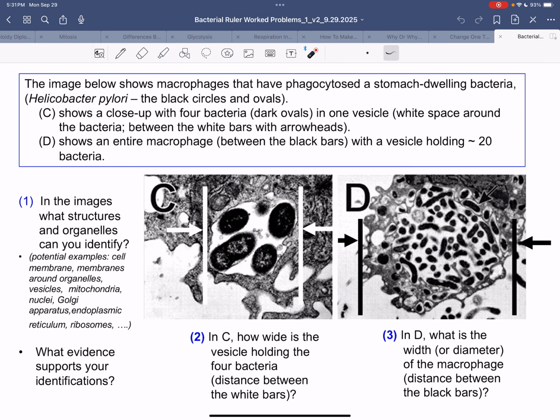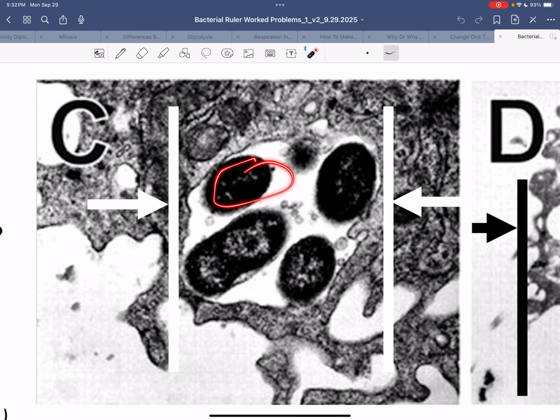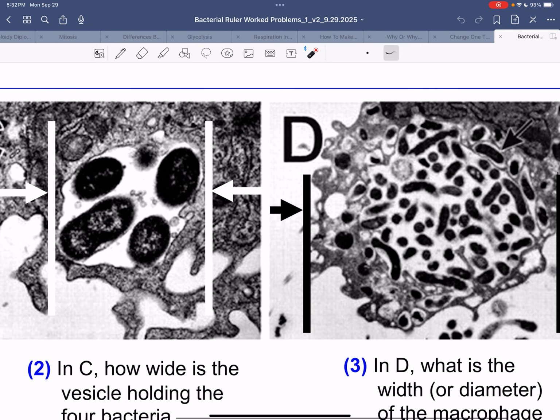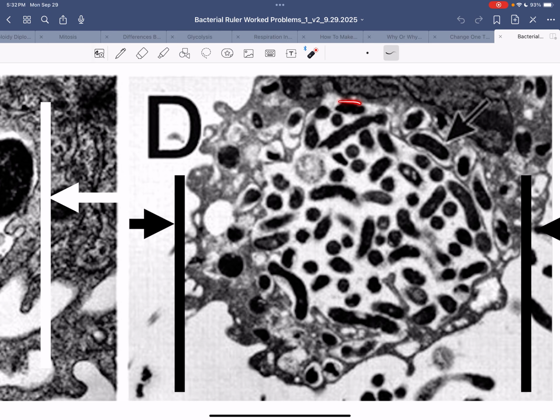This first image shows macrophages. This is part of a macrophage cell. These are immune system cells. They're amoeboid. They move around through the body, but you don't need to know that to analyze this image. And in this particular case, I'll tell you now that they have phagocytosed, ingested a bacteria from the stomach, Helicobacter pylori. That's these black things. This one, C, is a close-up showing 4 bacteria, these ovals that have been phagocytosed. And this one is a portion of the whole cell showing one big mass of bacteria that have been phagocytosed.